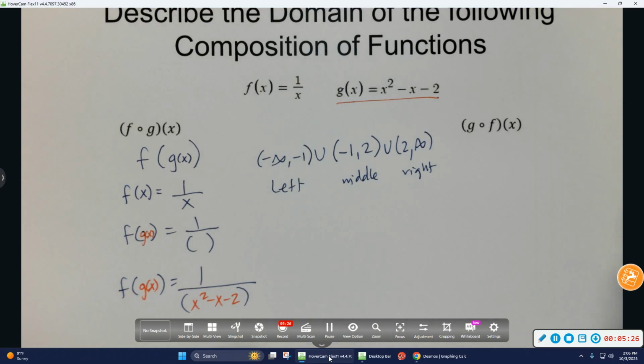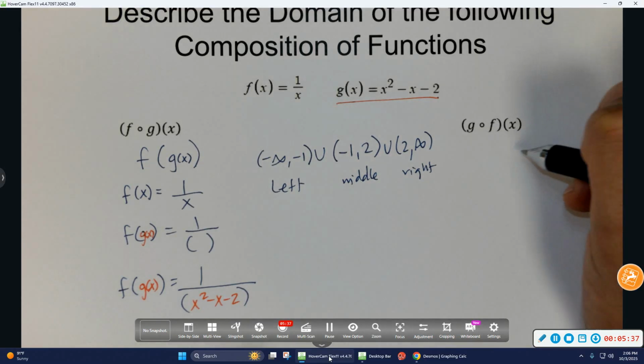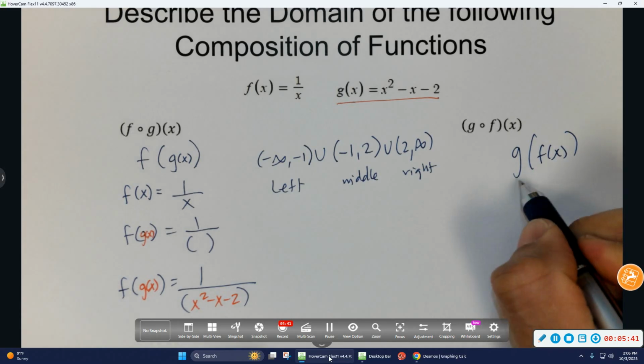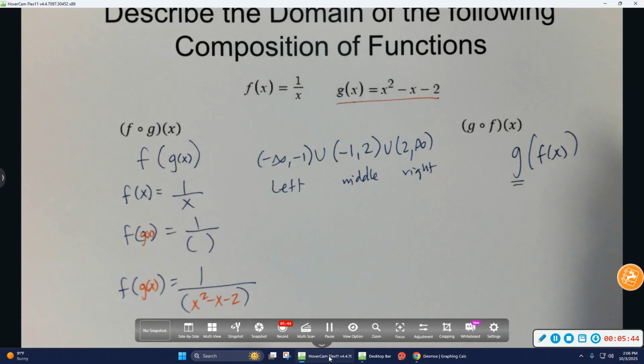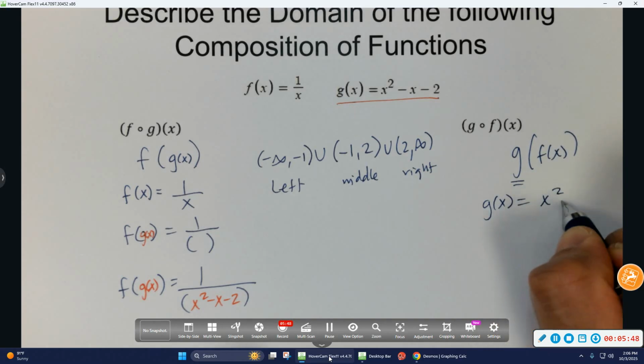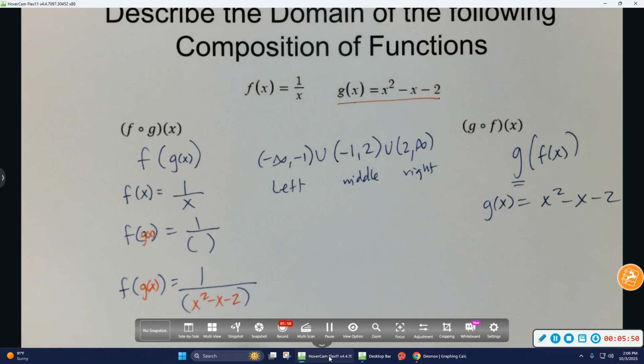So let's try another one. As long as you're able to plug in a function inside of another and create the composition, we should be able to identify what we're working with. So let's try one more. Here I have g is composed of f of x. So g is my main function. I'm going to be primarily working with x squared minus x minus 2. I first want to identify what the main function is, and then I want to identify which function will be the input.